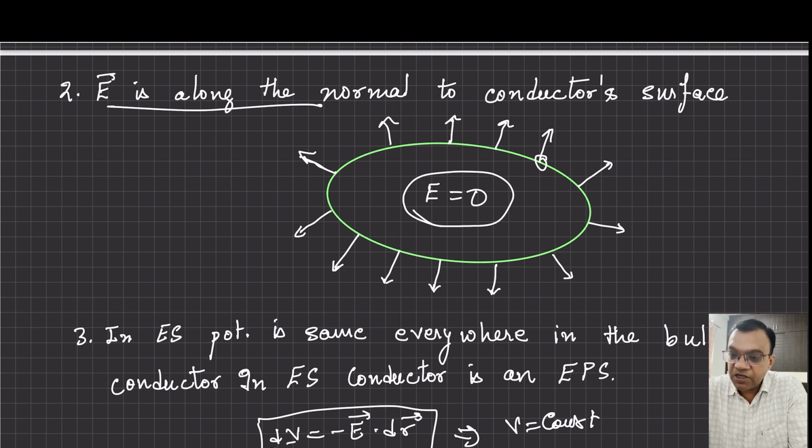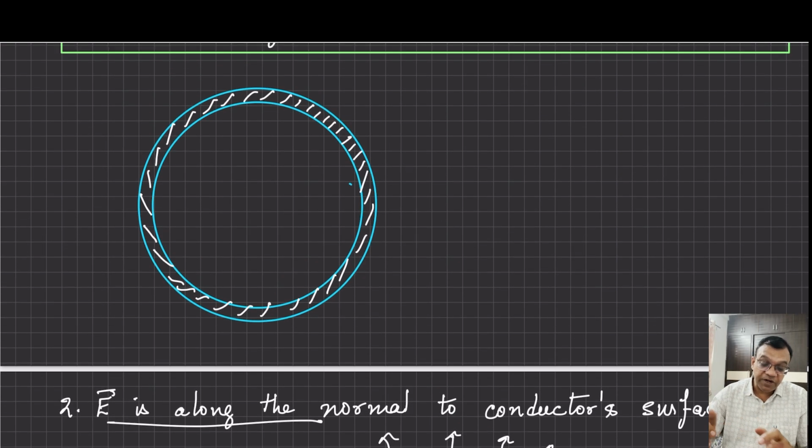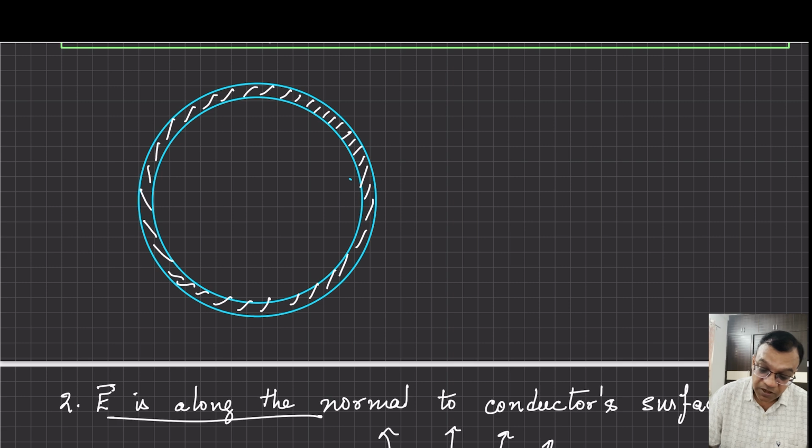So, three points, again summarizing. In electrostatic equilibrium, the charges will distribute on the conductor in such a way that the electric field intensity in the bulk of the conductor is always 0. Bulk of the conductor means where the conducting material is present. This point I would like to explain again. Only here is conducting material, where the white shaded lines are. At all these points the electric field is 0.